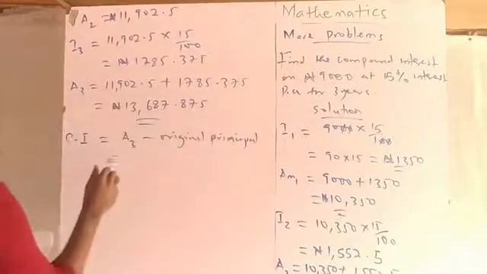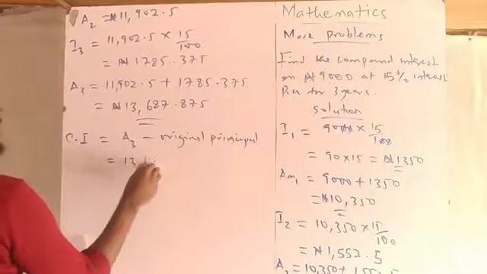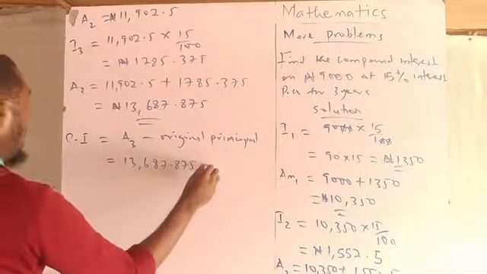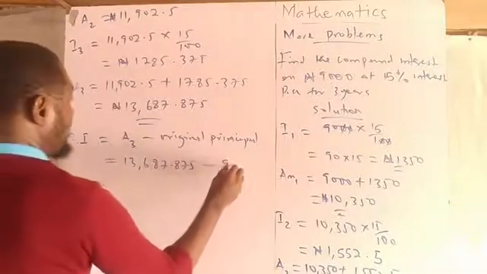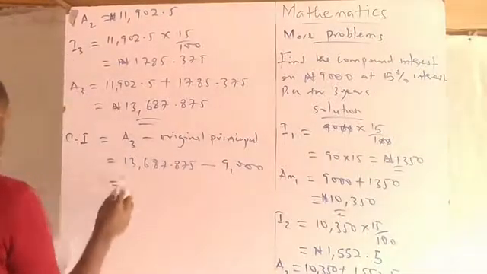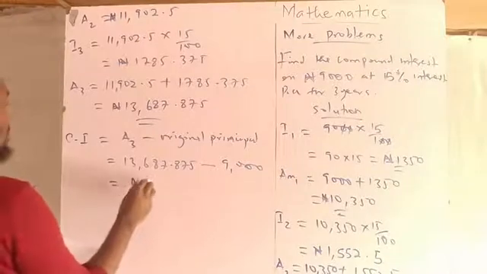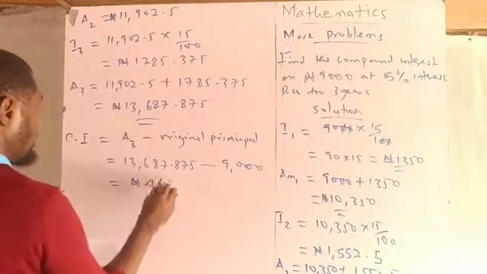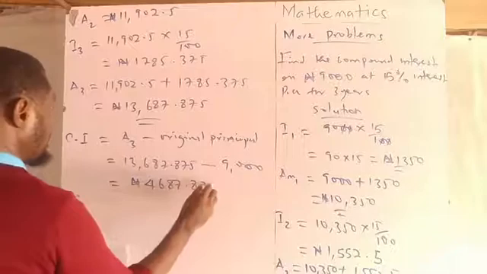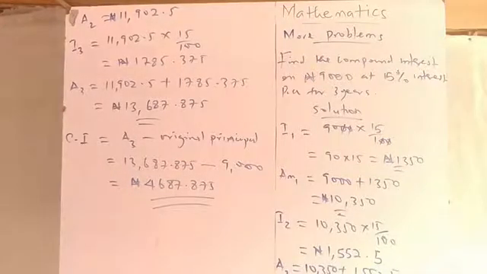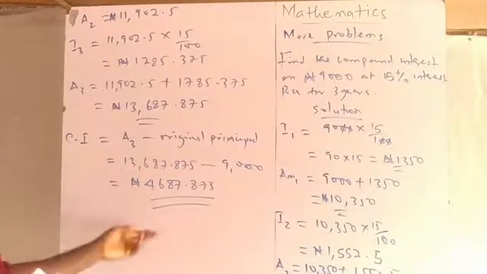That will be 13,687.875 minus the original amount, which is 9,000 naira. So our final compound interest will be 4,687.875. This is the final compound interest that we're going to have. So this is the added interest, interest on interest.